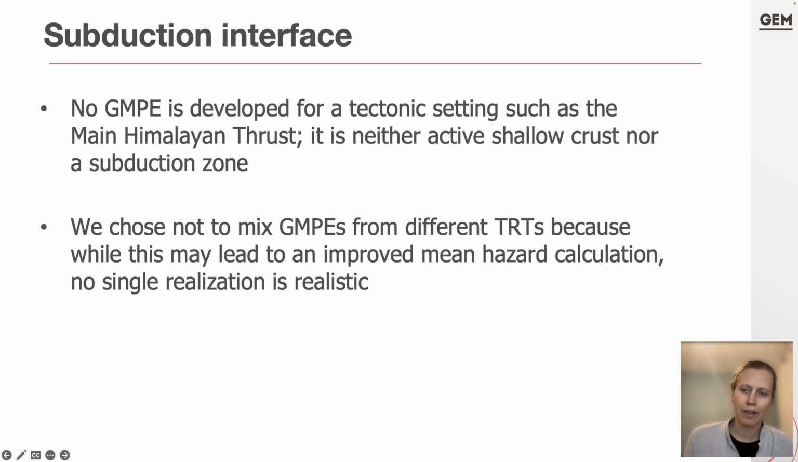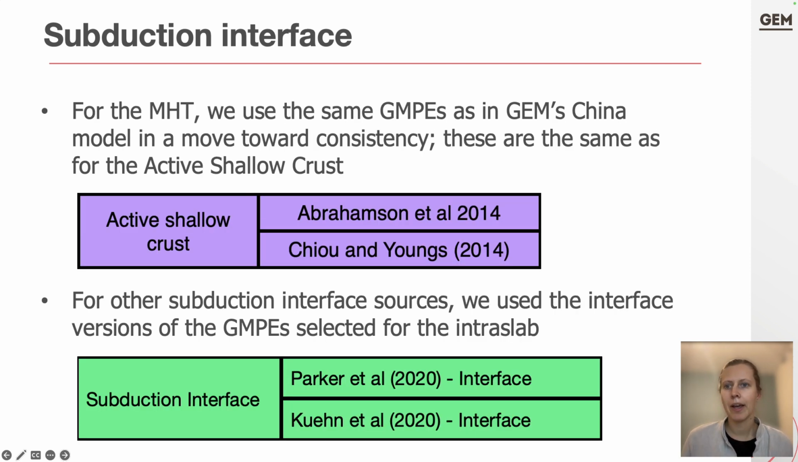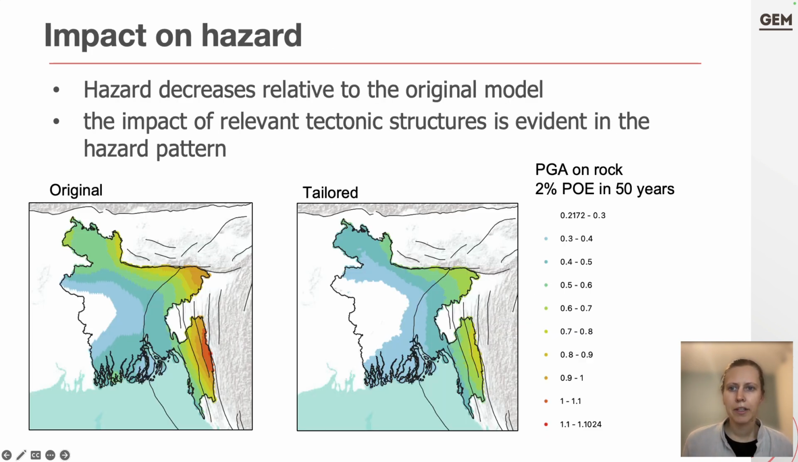So instead, we again aimed for consistency, and for the main Himalayan thrust, we used the GMPEs as in the active shallow crust. This is the same approach that's used in China. The main Himalayan thrust is considered an active shallow crustal domain. And finally, for the subduction zone to the southeast, we used the interface versions of the GMPEs selected for the intraslab.